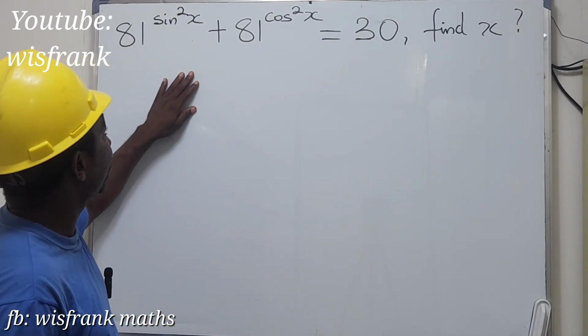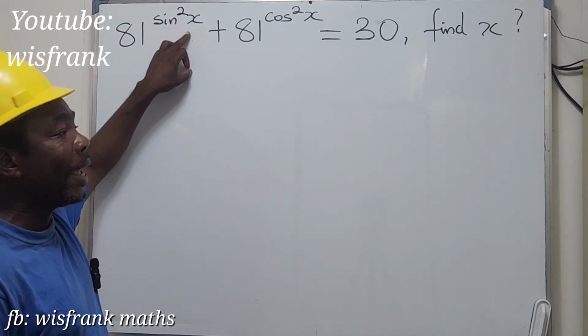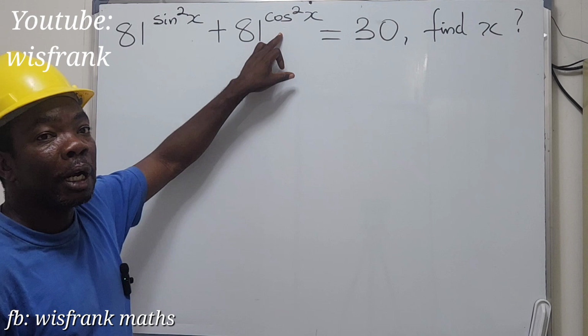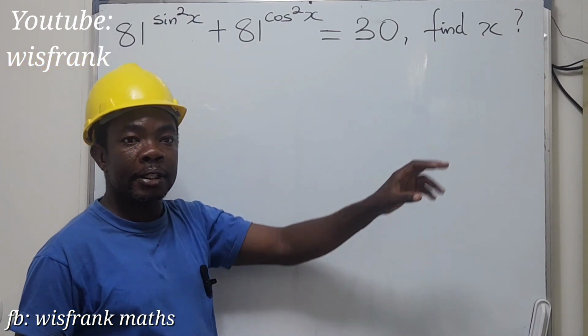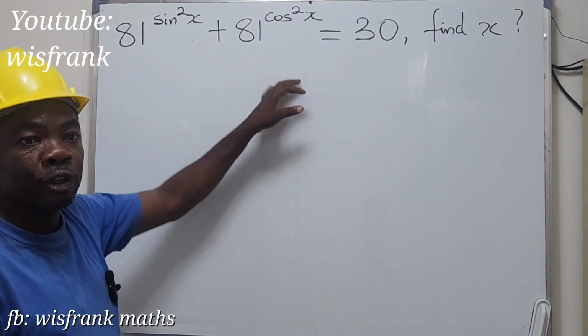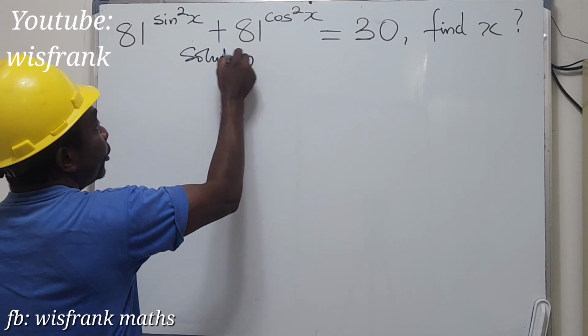Today we are looking at this question: 81 to the power of sine squared x plus 81 to the power of cos squared x equals 30. Then find the value of x. So from this equation, we are going to find the value of x. So we have here the solution.